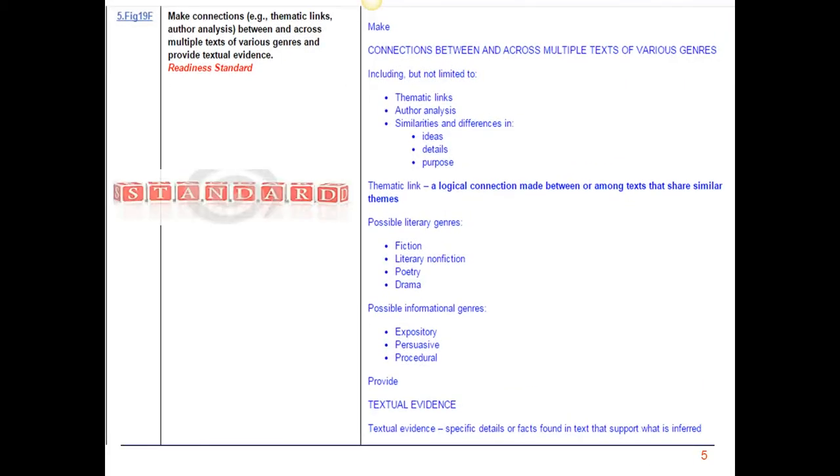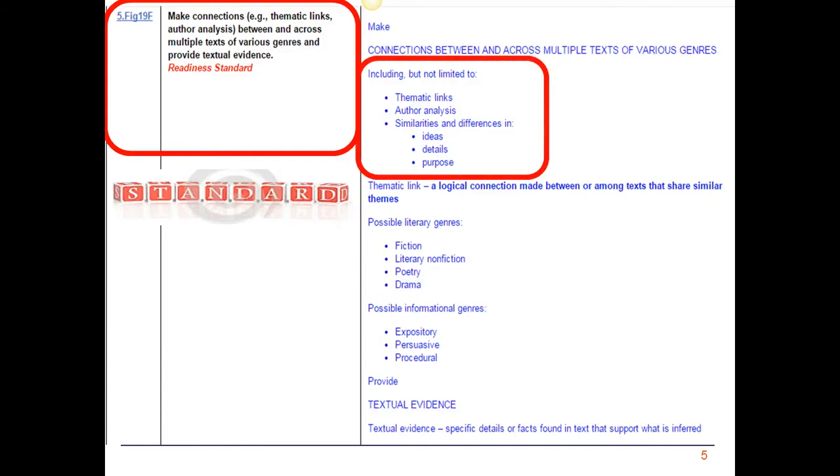Figure 19F standard reads, Make connections between and across multiple texts of various genres and provide textual evidence. These connections should include thematic links, author analysis, similarities and differences in the ideas presented in both texts, the details provided in both texts, and the author's purpose of both texts.